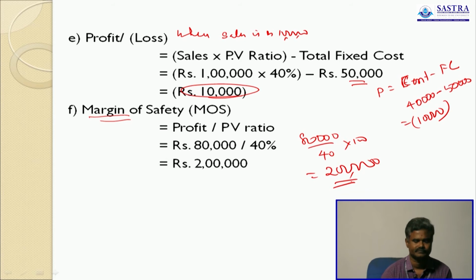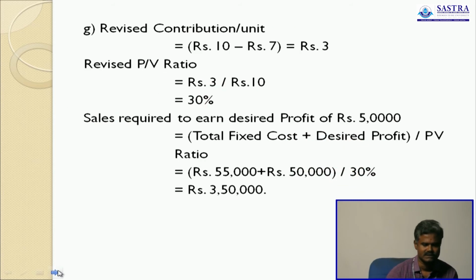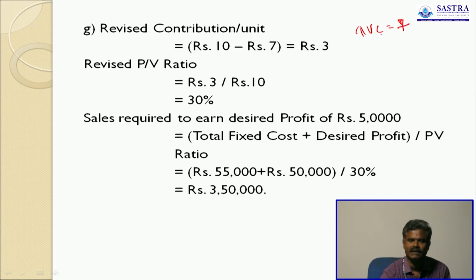The next question is a very, very important question because they have given some additional information. They have given the increased variable cost as rupees 7, but they clearly mentioned there is no change in selling price per unit. So selling price per unit is 10. The difference between these two is 3. This is called contribution.